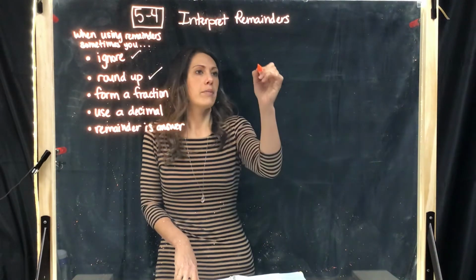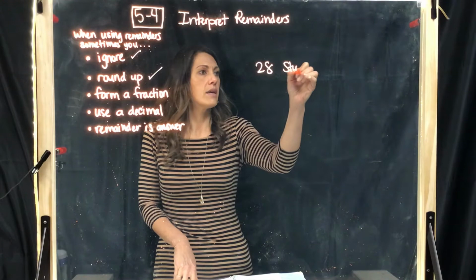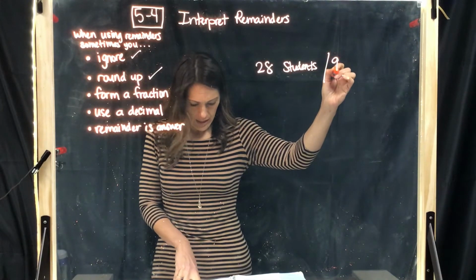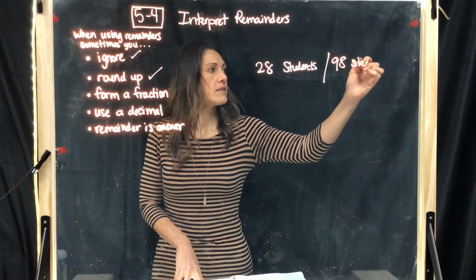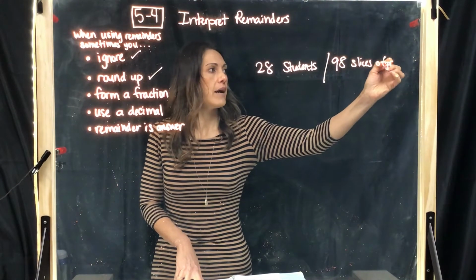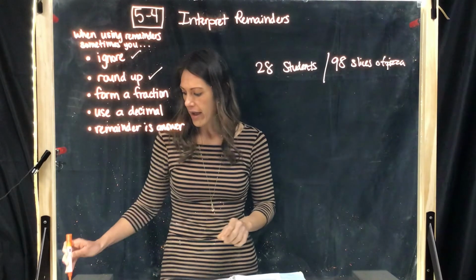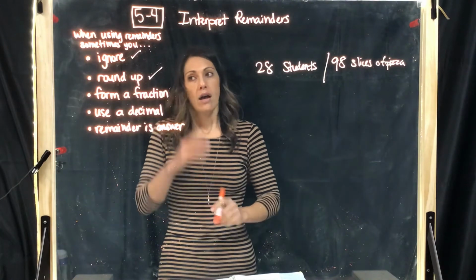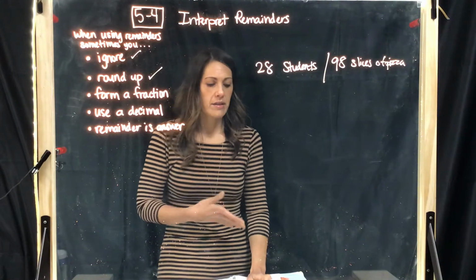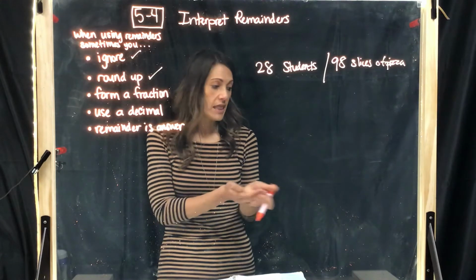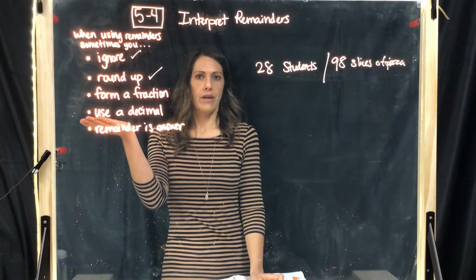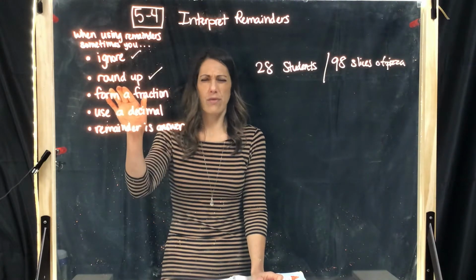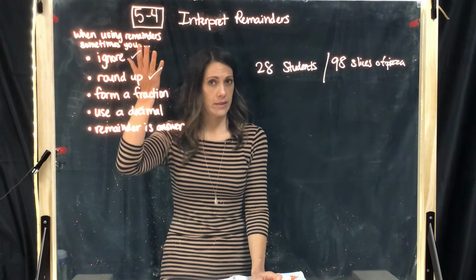Okay, in the next problem, I have 28 students and they are having a pizza party and they have 98 slices of pizza. So I have to figure out how many slices of pizza each student is gonna get. Okay, as I say that out loud, as I'm thinking about pizza, if I had leftover pizza, I definitely wouldn't ignore it. Okay, I wouldn't just forget about it and throw it away. I'd probably, and I couldn't round up and magically make more pizza to give everyone.